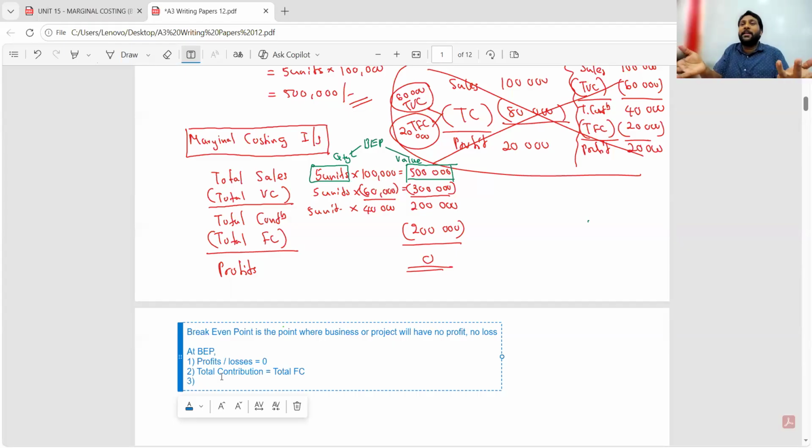Profit 0 will be, you will get 0 profit when the total sales are equal to the total cost. So sales also 500,000. Total cost also 500,000. Sales equals total cost. Total cost inside the brackets, I'll write total variable cost plus total fixed cost.